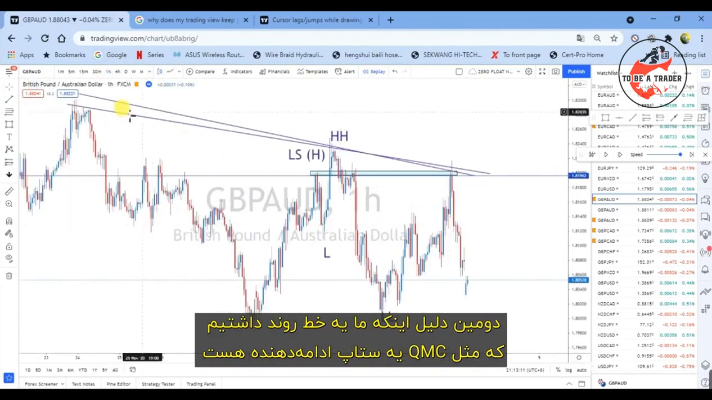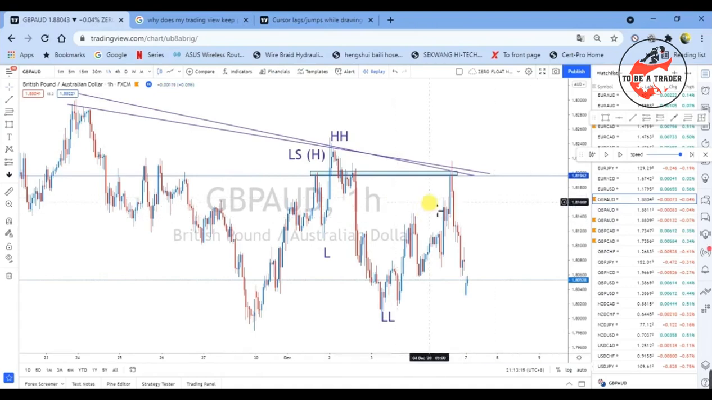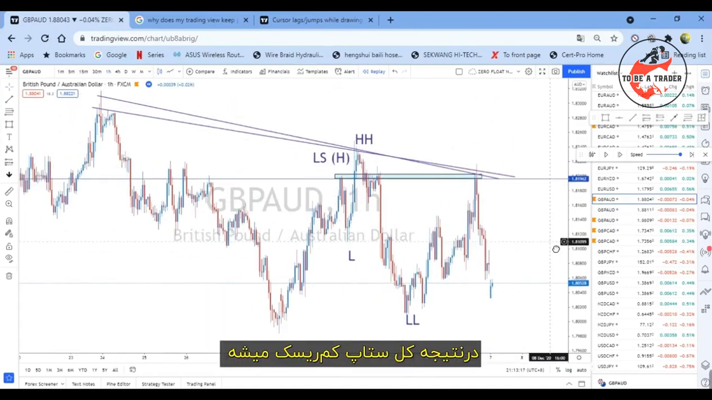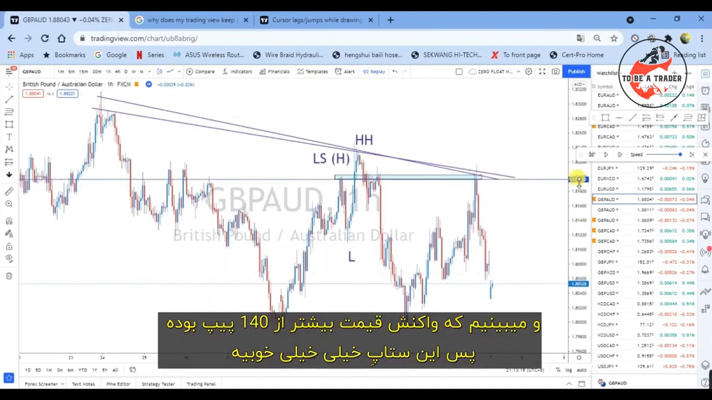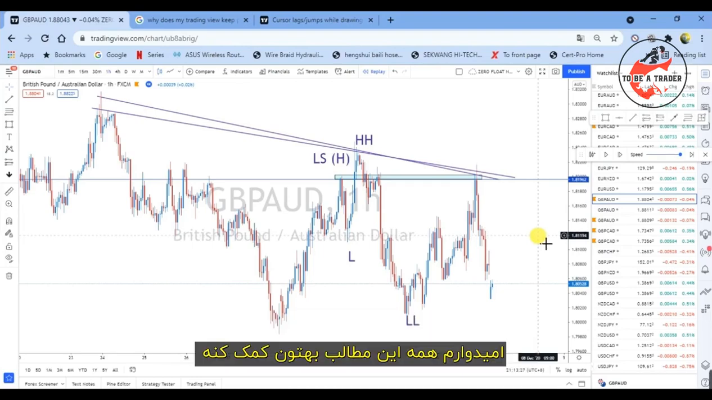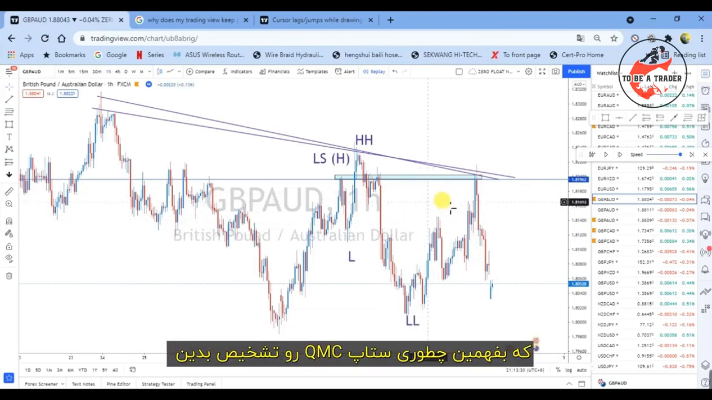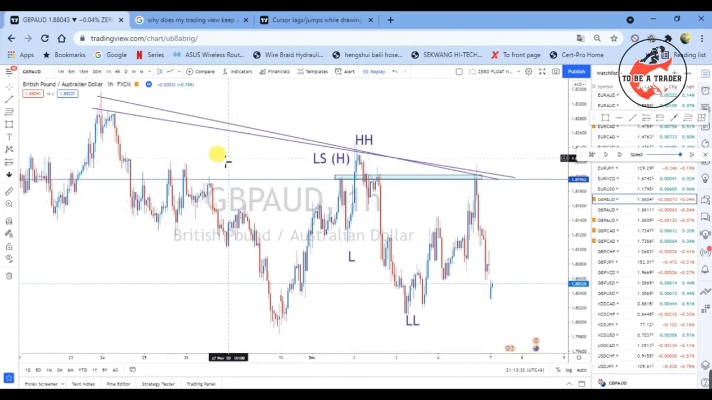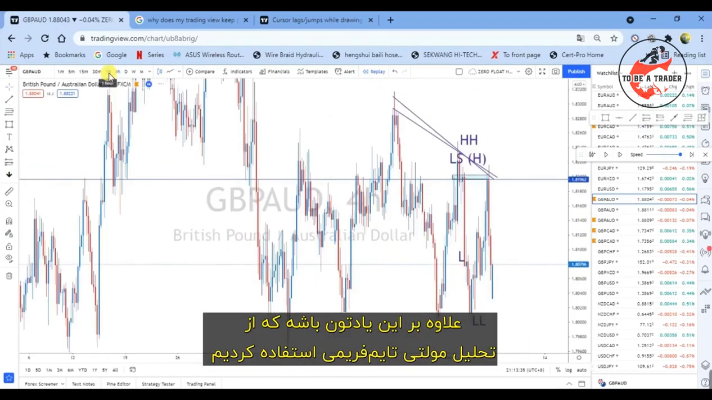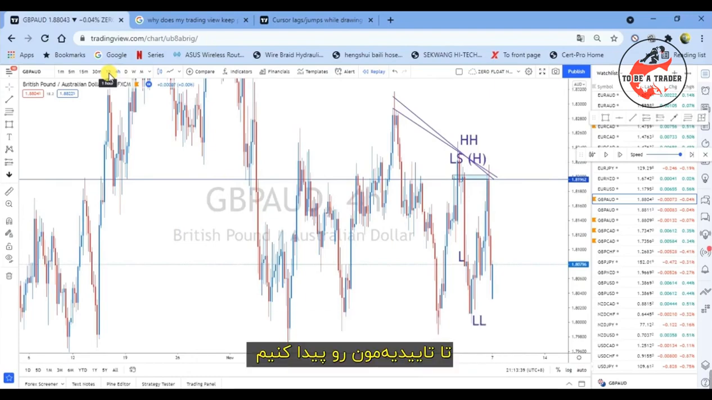Secondly, we have the trend line as a QMC. This is a continuation setup. It has lowered the risk as well. So the whole setup is a low risk setup. So we are safe. And we can see that this price has reacted more than 140 pips. Okay, guys. So this is a very, very good setup. So I hope that's all and really can help you out on how to identify this QMC. Plus we use the higher time frame as our multi-time frame analysis to find our confirmation.